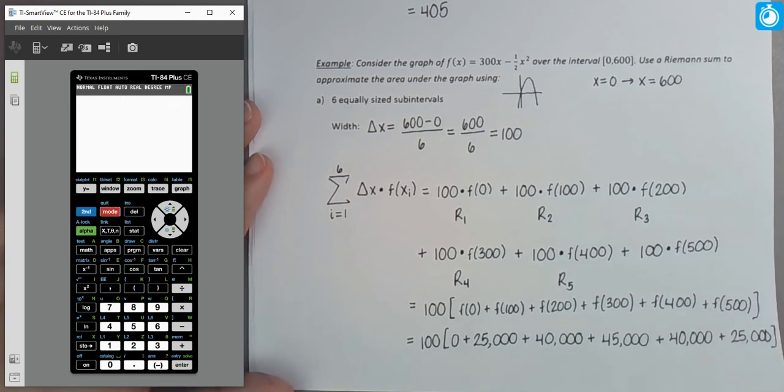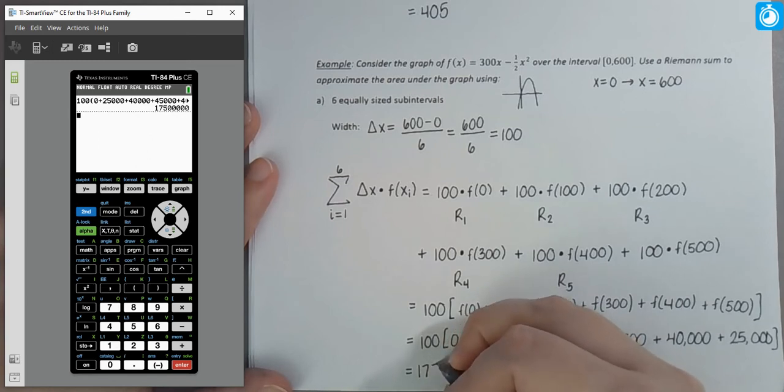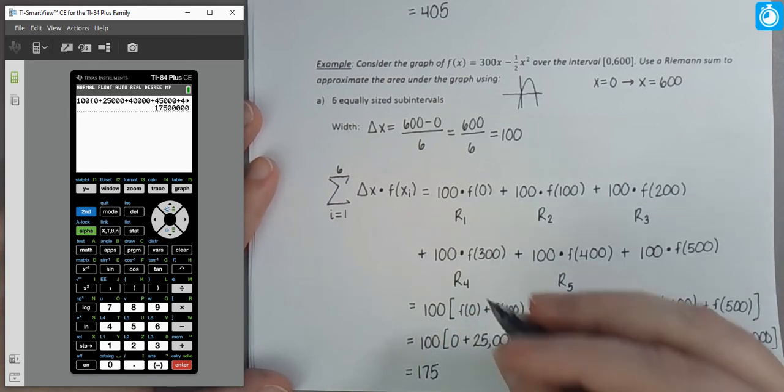Okay, so now we just need to evaluate this. So 100 times my sum, 0 plus 25,000. Double check your zeros here. Make sure you don't add too many. Make sure you don't leave one off. Plus 40,000 plus 45,000 plus 40,000 plus 25,000. There we go. Big number. So double check again, how many zeros do we have? We have 5 zeros. So I'm going to go ahead and write it down and then we'll figure out what that is. So 175 and then 5 zeros.